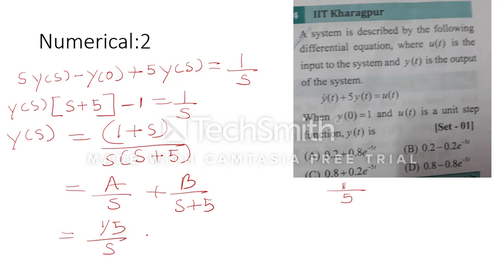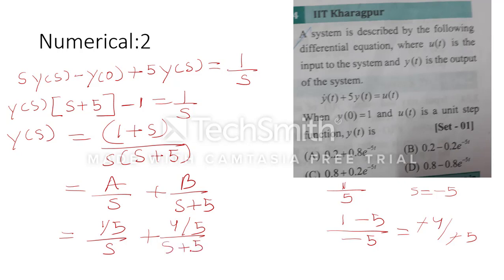Then for finding the B value, we will place s equal to minus 5. That is 1 minus 5 upon minus 5. It will become minus 4 upon minus 5. Minus minus will be cancelled. So it will become 4 by 5 upon (s plus 5). When we take the inverse, we will get 1 by 5, which is nothing but 0.2, and 4 by 5 is 0.8 e to the power minus 5t. So the answer will be A.